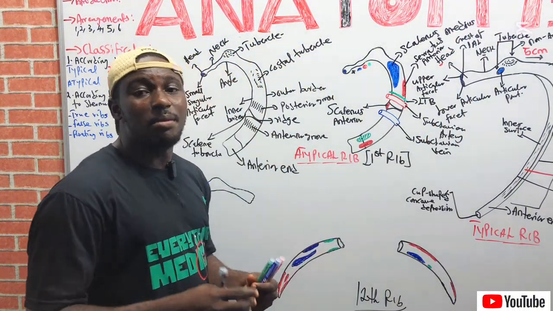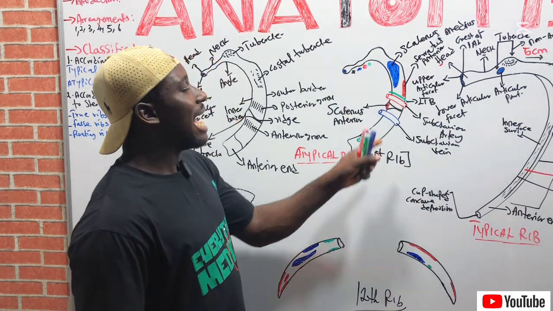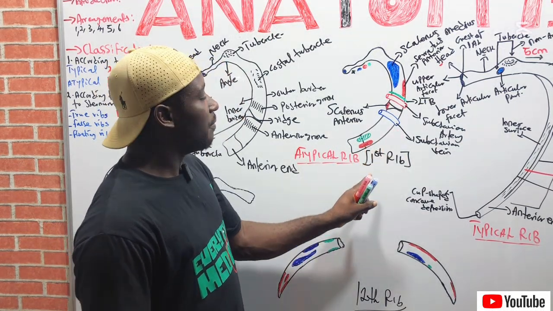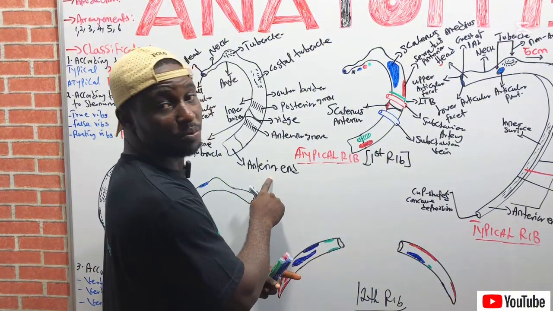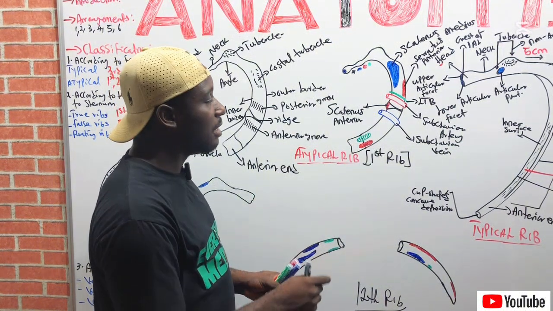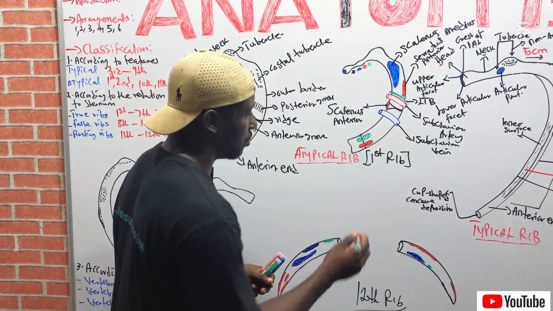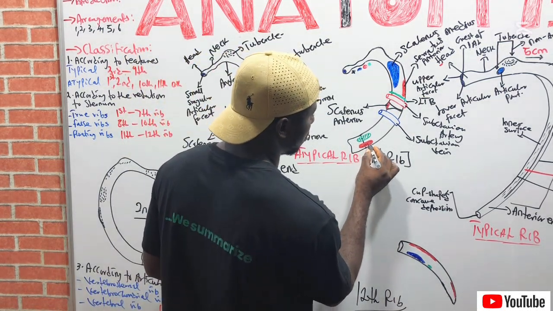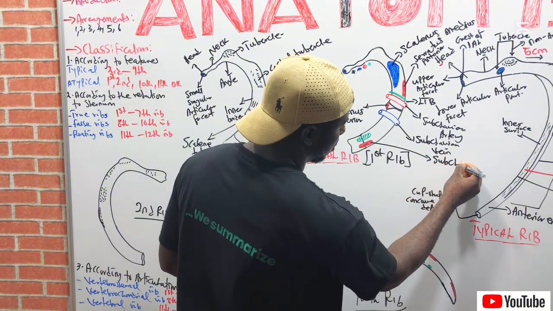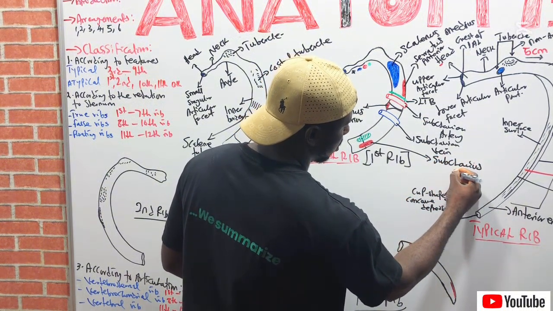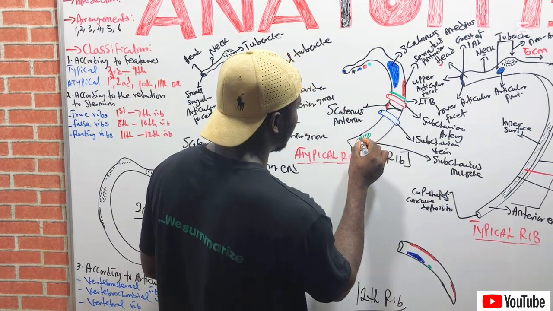Similarly, an area in front of the anterior groove, near the anterior end of the rib, because this is the anterior end, provides the site of attachment of the costoclavicular ligament and also the subclavius muscle. Look at the subclavius muscle here. And here is the costoclavicular ligament.